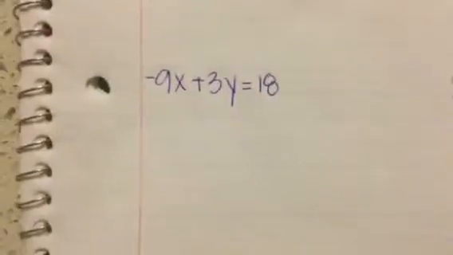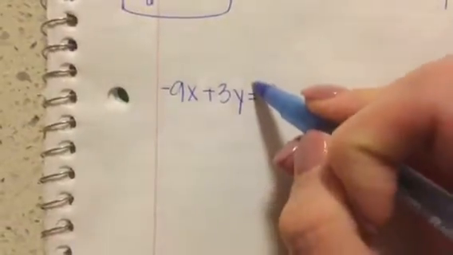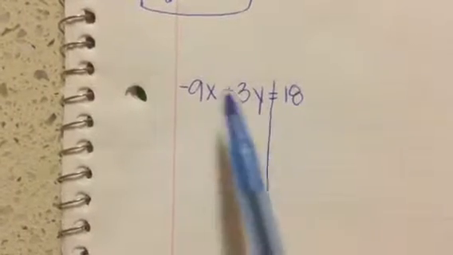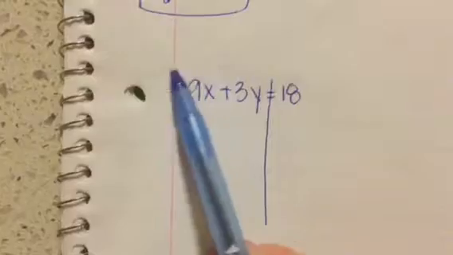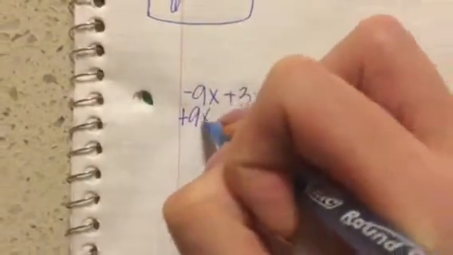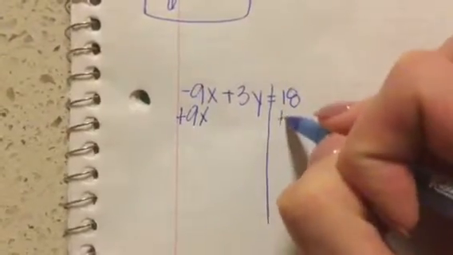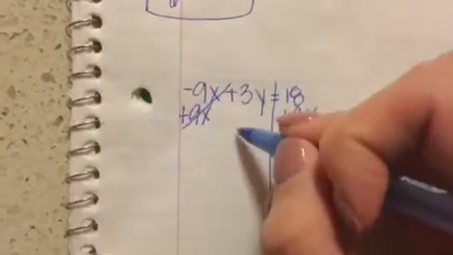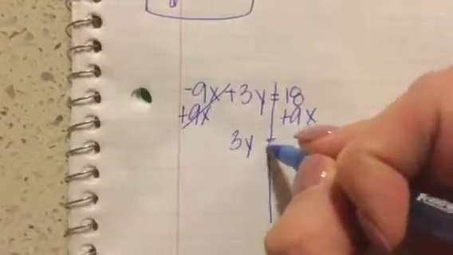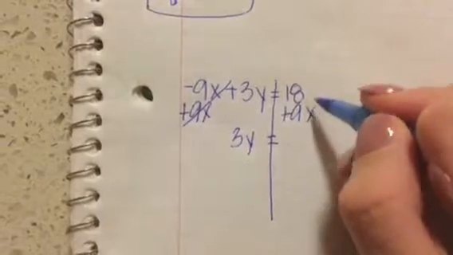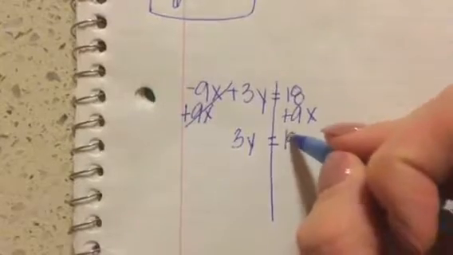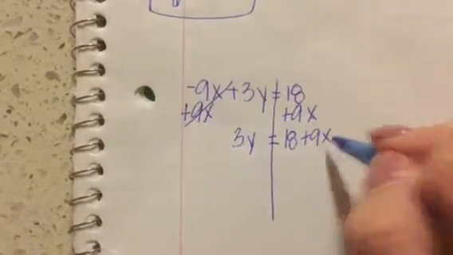Now let's look at when we want to solve for y. Here I have a problem that's in standard form. I want my y to stay, so I have to get rid of my negative 9x, and to do that, I do the opposite of negative 9x, which is plus 9x. Whatever I do to one side, I have to do to the other. My 9x's cancel, and I'm left with 3y equals. Now remember, I can't combine these two things because this has an x and this one doesn't, so I leave it as 18 plus 9x.